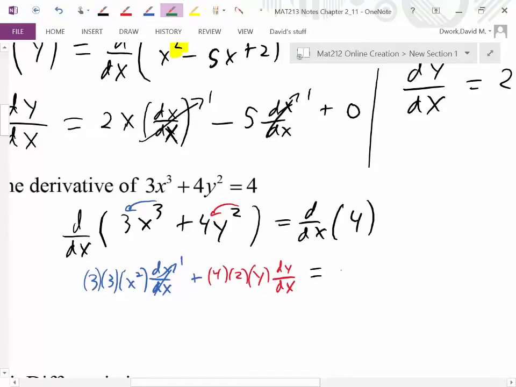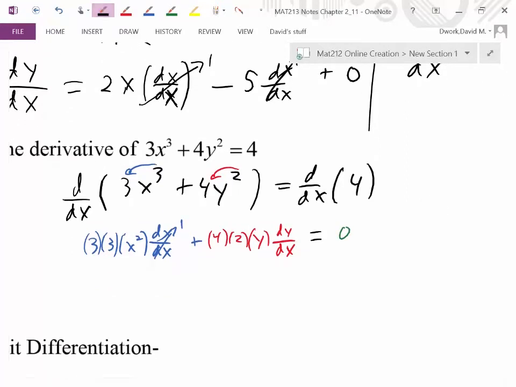Well, 4 is a constant, so the derivative of a constant is 0. So finally here, our answer turns out to be what? 9x squared plus 8y dy/dx, which is equal to 0. So the implicit differentiation now, you'll see we have y's floating around in our answer.